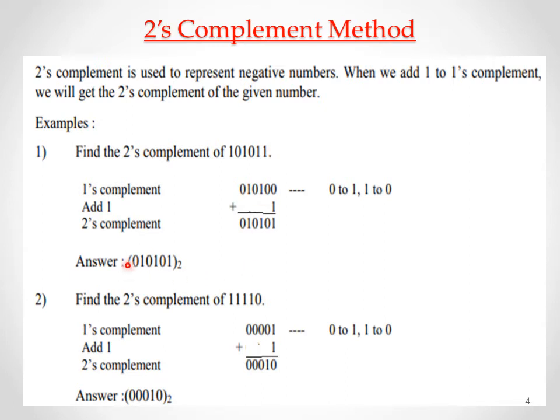Now the second example is this one. First we are going to find the ones complement of the given number. That is, the ones complement of the given number is 0 0 0 0 1. Now I'm going to add plus 1 to the LSB position. So 1 plus 1 is 1 0. So the answer is 1 0.